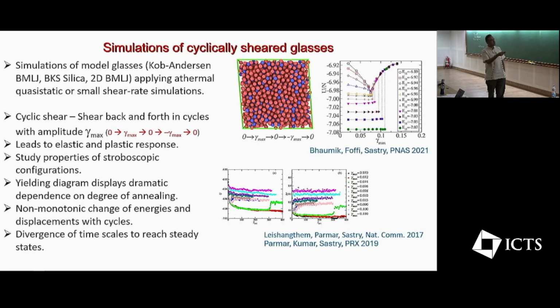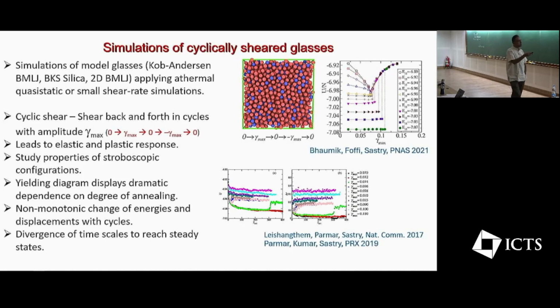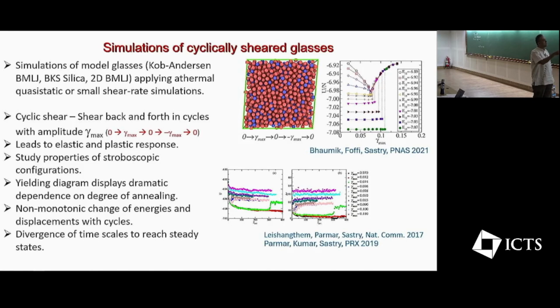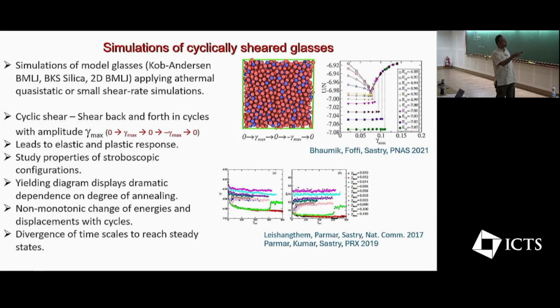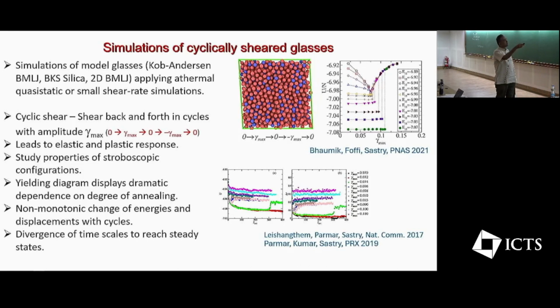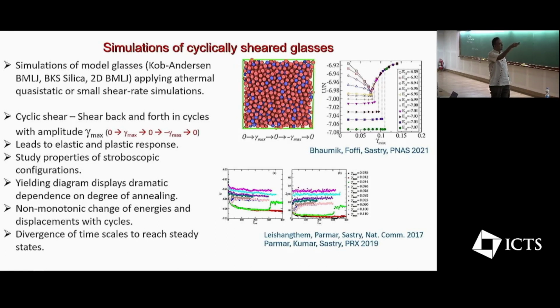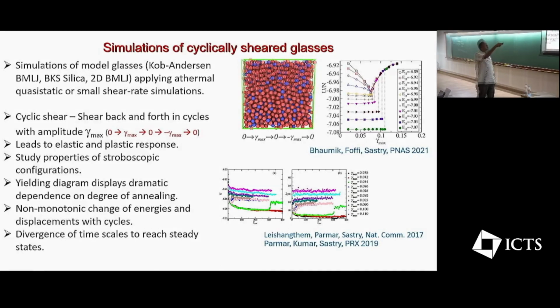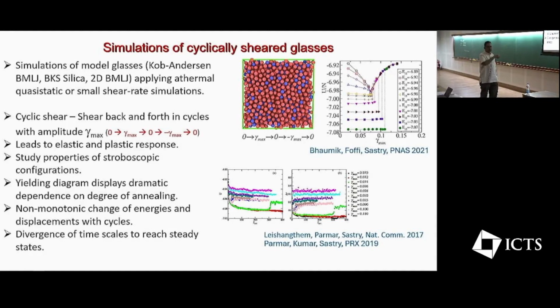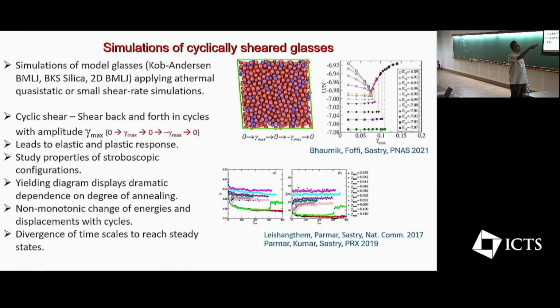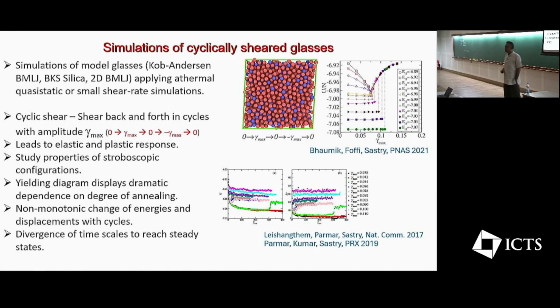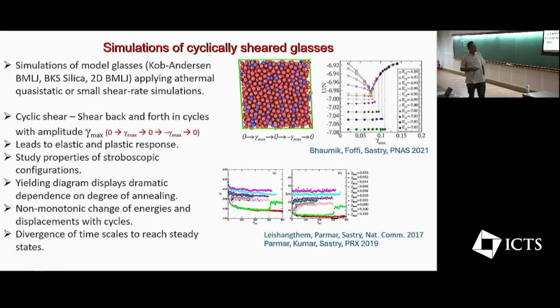Well-annealed glasses, which are low energy glasses, show yielding at much larger amplitudes, which may not be surprising, but which are very discontinuous, as opposed to poorly annealed glasses, which have initially high energies, which exhibit mechanically induced annealing in the pre-yielding phase, followed by yielding behavior that is much more weakly discontinuous.